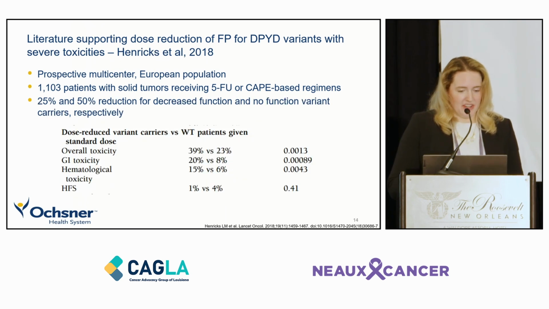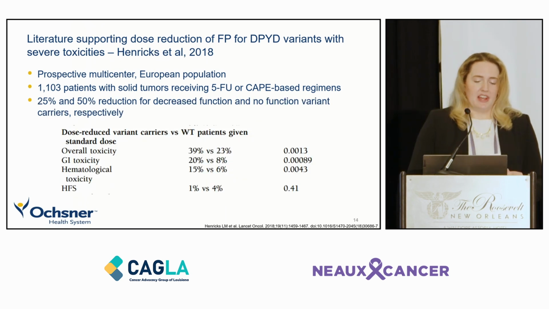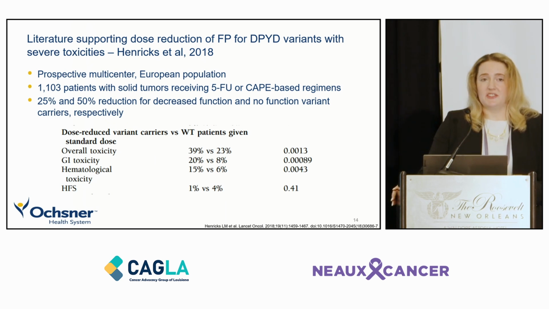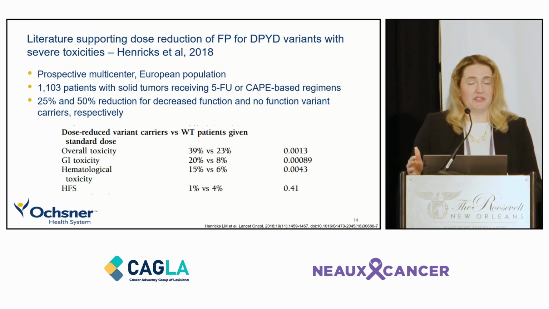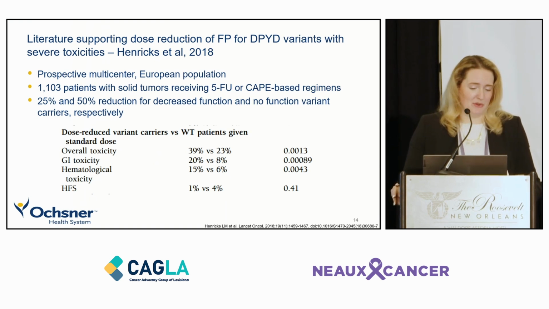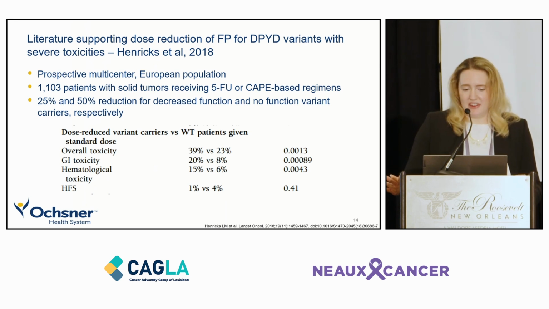So our next study is also looking at dose reductions. In this study, they expanded. Previously, we were only looking at one variant, the STAR 2A. But we know there are 7 significant variants. So this was the first study to look at more than just the 2A variant.